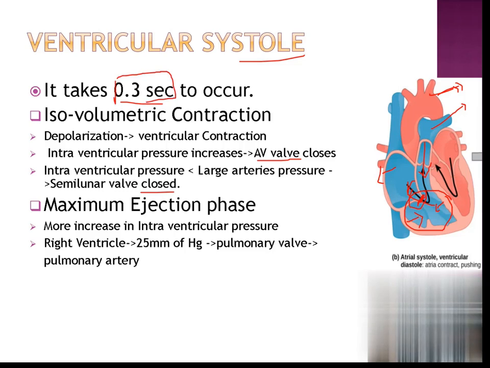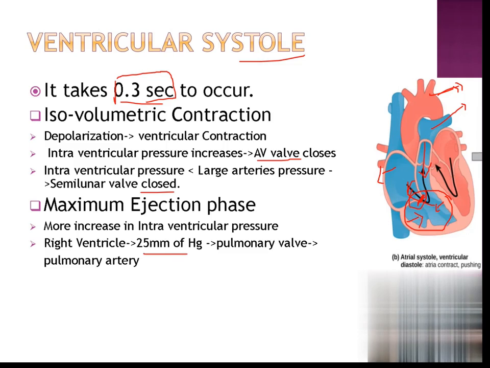Now coming to the maximum ejection phase, more increase in intraventricular pressure gives rise to the flow of the blood from the ventricle to the arteries. So basically in the right ventricle, 25 mm of Hg.